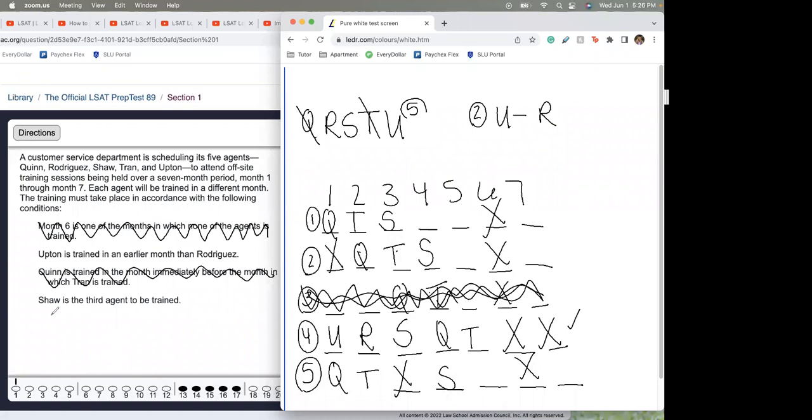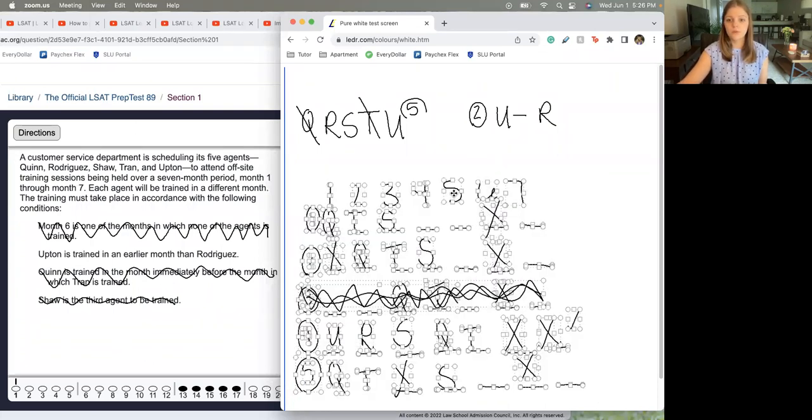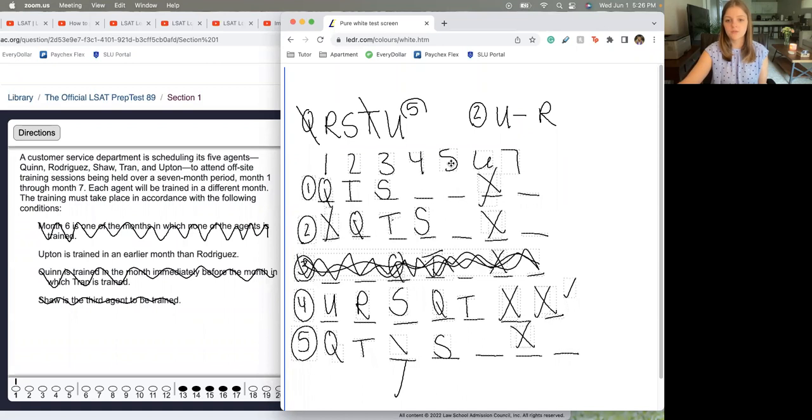Okay, so that's the last rule. We still have to deal with our U and R rule. It's going to be easier in some worlds. In some other worlds, we're going to have to move around some variables. So new rule, we're going to go all the way back up to our first world.